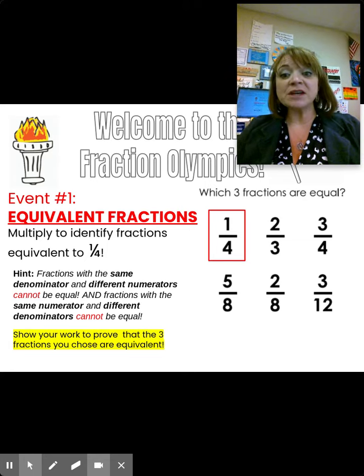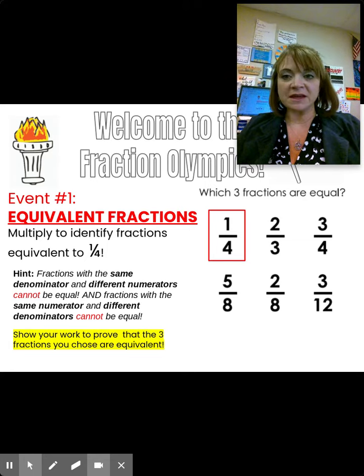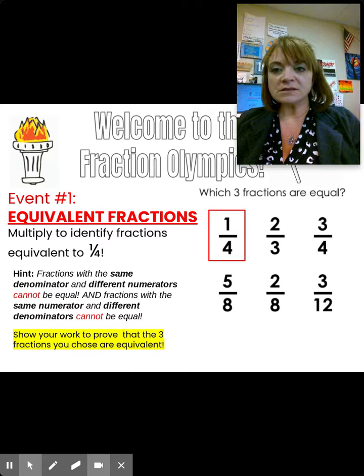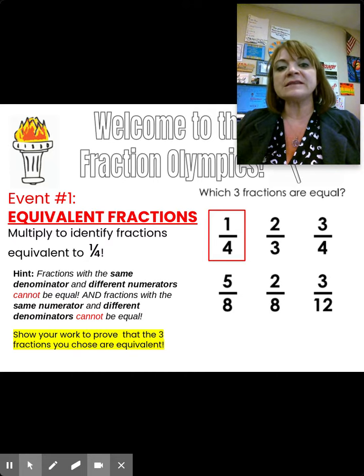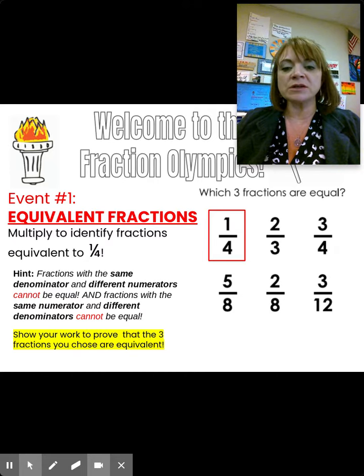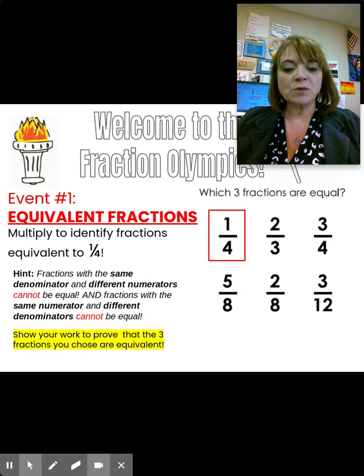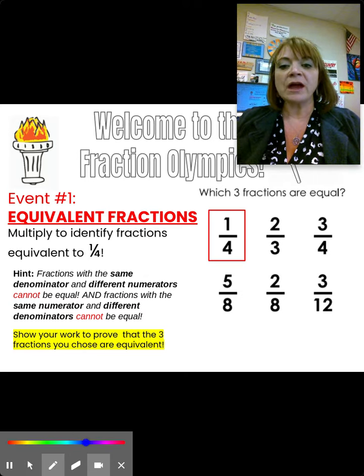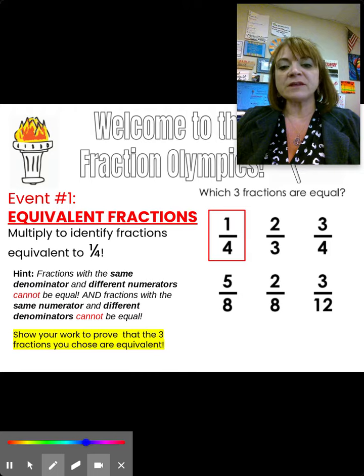Okay, boys and girls, so we just reviewed how to multiply to make equivalent fractions. On this slide, you are going to multiply to identify fractions that are equivalent to 1/4. So you have the fraction 1/4, and you need to look at the rest of these fractions and figure out which ones would be equivalent.